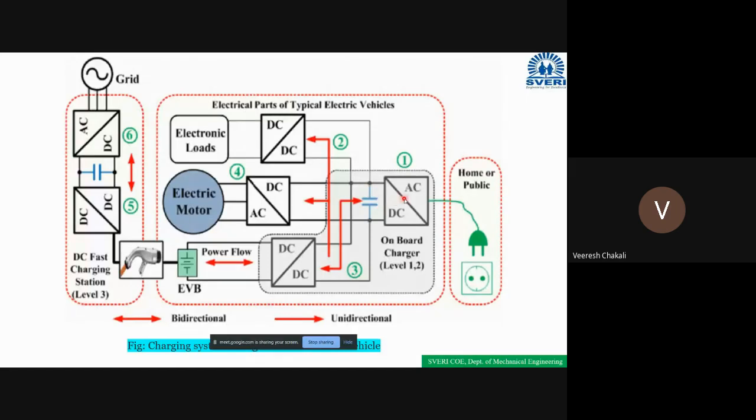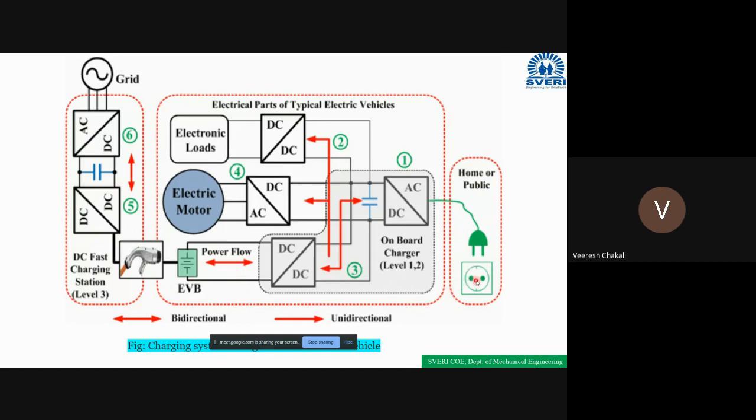This converter converts AC to DC, and the ripples are removed by using the capacitor. This DC is given to the DC to DC converter, and this DC is given to the battery. Is it clear? This is the line of the diagram. Do you get the point?